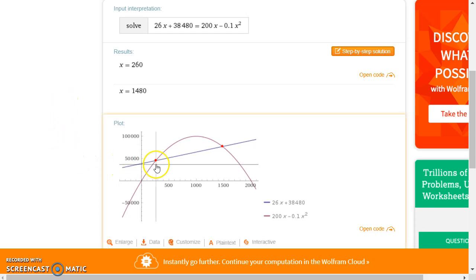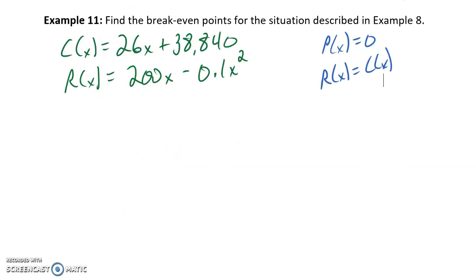They're reasonable values, and those are our break-even points. If we increase above this first point, our revenue starts exceeding our costs, and if we go past the second point, our revenue starts dipping below our cost. At those two points, our revenue and cost functions are equal to each other, so we're at that break-even point where we're not generating money or losing money. In this case, we would break even at production levels of x equals 260 and 1480.